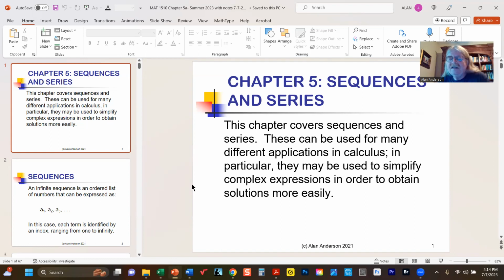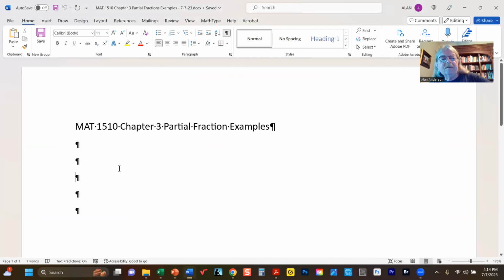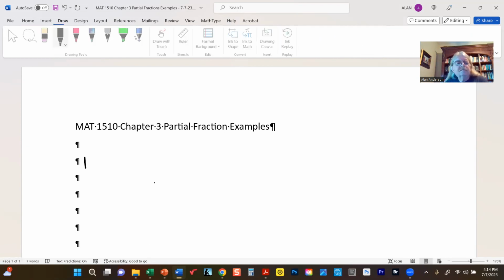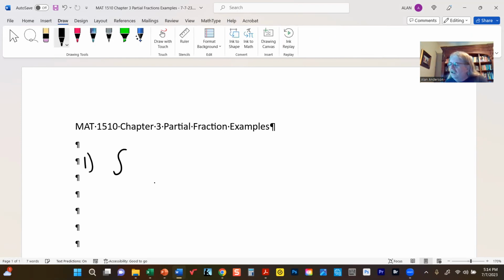But before we do that, I think we could use a little bit more practice with the technique of partial fractions that we were using last time. So I picked a few problems for us to look at. So why don't we take a look and see how these work? So first of all, we have the integral of 3x over x squared plus 2x minus 8 dx.